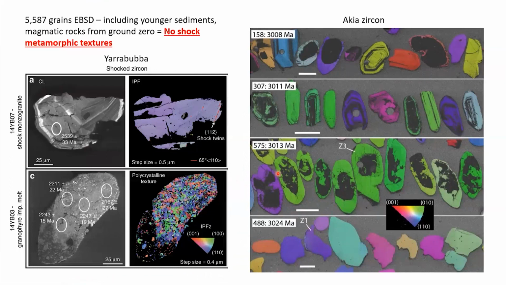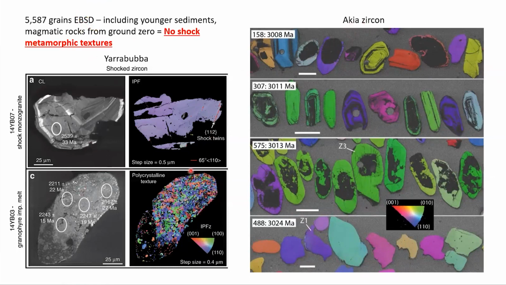Imaging is also really useful, so we can do EBSD, so that's electron backscatter diffraction, to look at the internal structure of our zircon grains. And what we see is, on the right-hand side, our TTG zircon from Greenland looks pretty normal. It's nicely crystalline, other than highly metamict core regions. We see no impact structures.